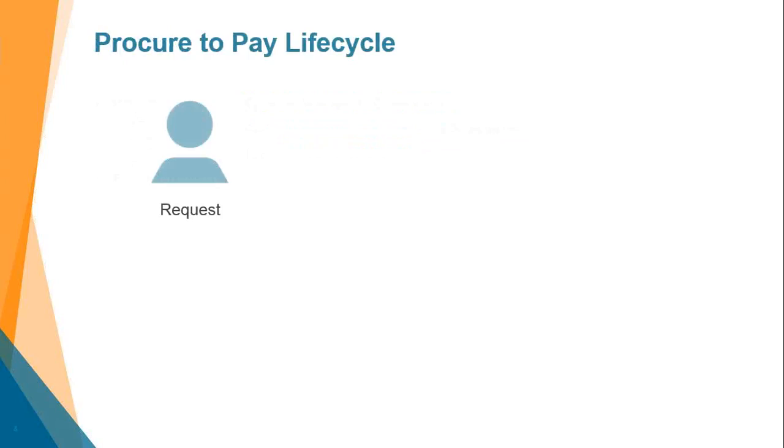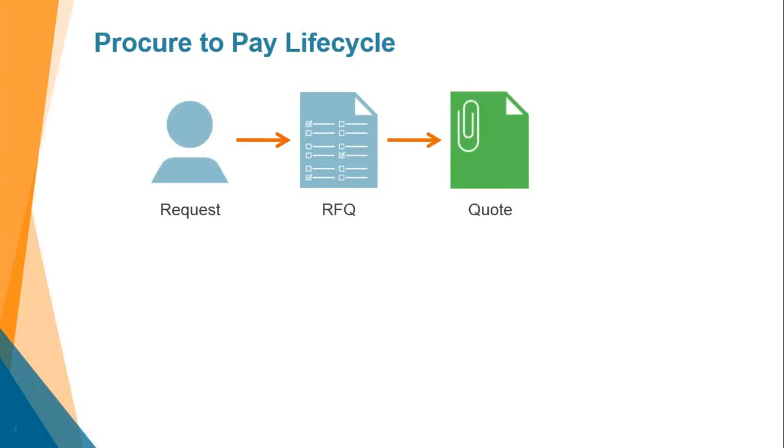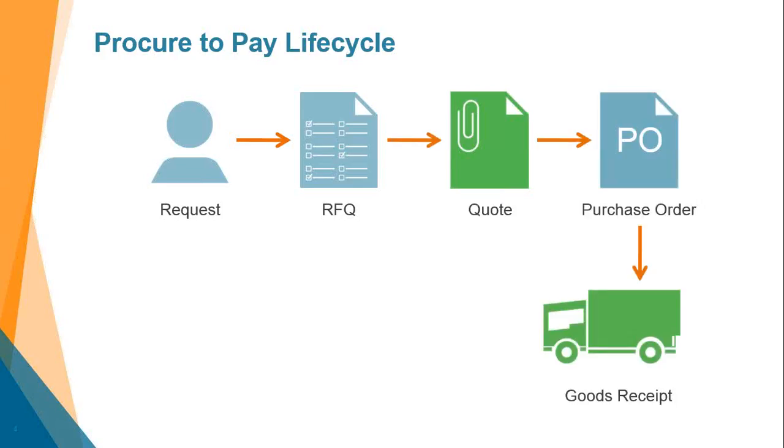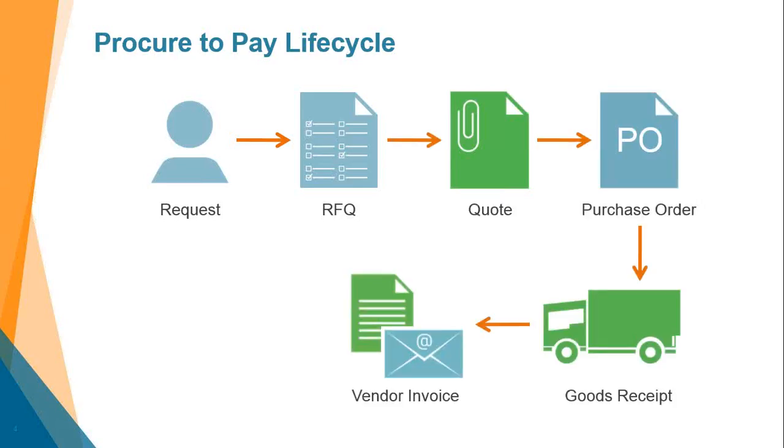First, the request is made, then an RFQ is issued, quotes are received, POs are cut, goods are received, invoices are then received, and payments are made. Pretty simple and easy, right?